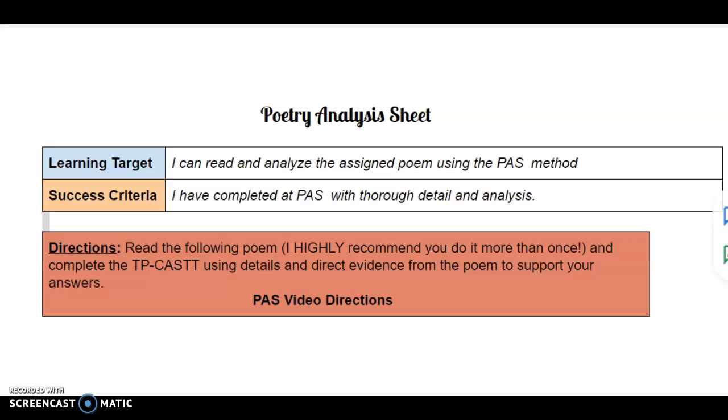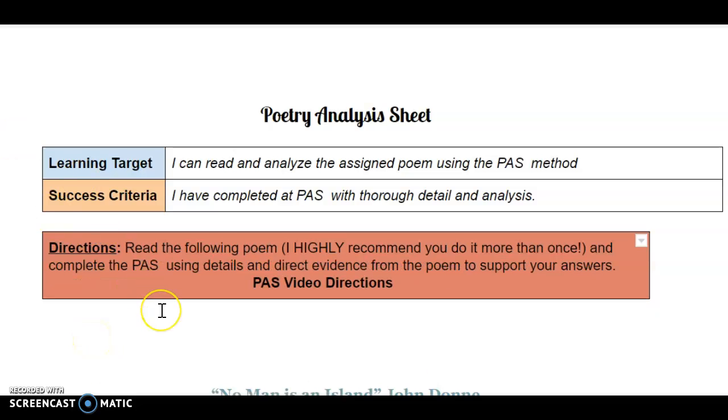We're going to take a look at your poetry analysis sheet. Starting up top, our learning target is: I can read and analyze the assigned poem using the PAS method. Success criteria: I have completed the PAS with thorough detail and analysis. So our goal is to analyze a poem using our poetry analysis techniques, or sheet. We call that PAS.